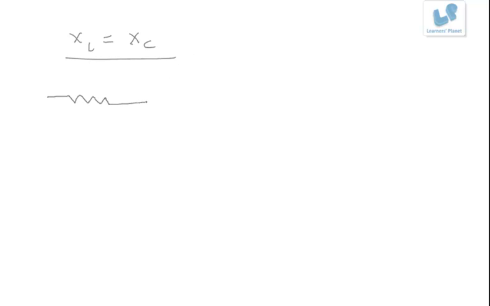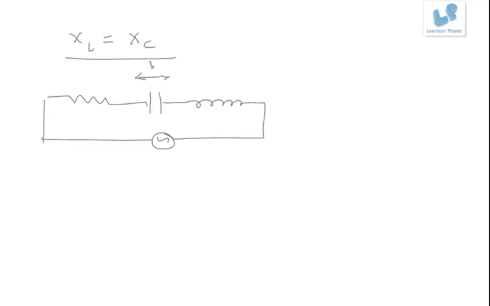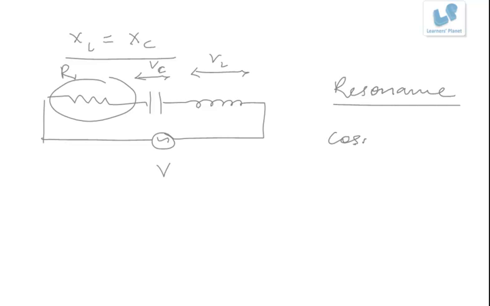So XL and XC, they are equal. That means in the LCR circuit, the voltage drop across the capacitor and the voltage drop across the inductor will be equal and opposite, and the entire potential drop will be across the resistor. Okay, the voltage drop of capacitor and inductor will be exactly out of phase. So this is a case of resonance, and in the case of resonance, the value of cos phi or the power factor is 1.